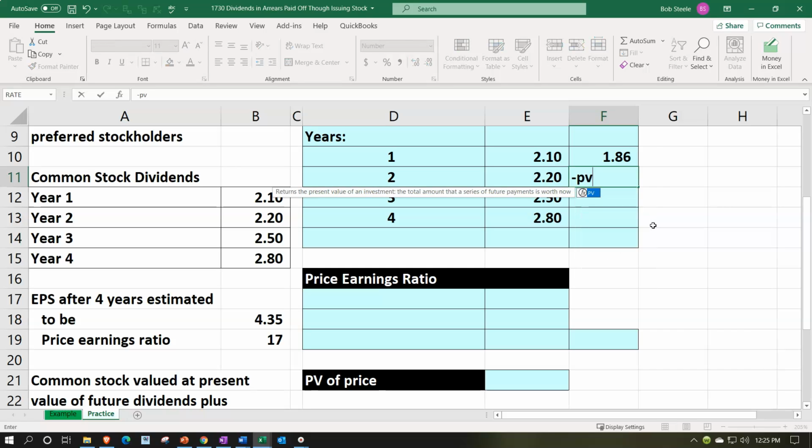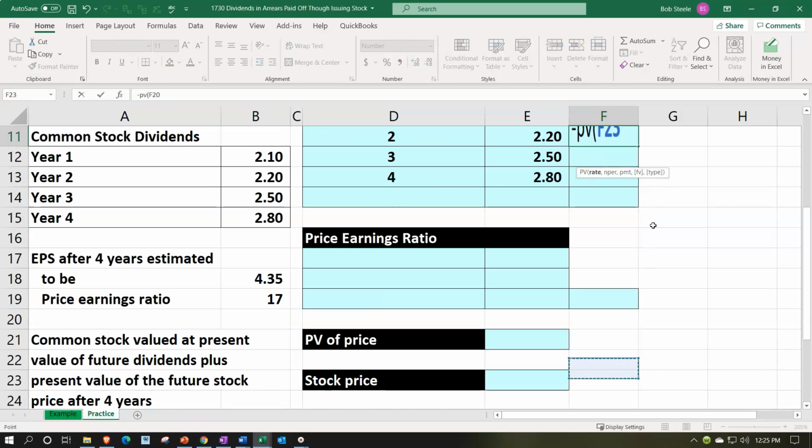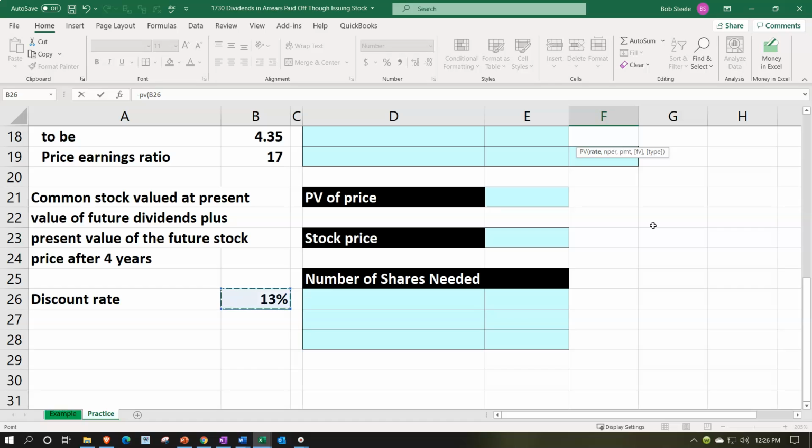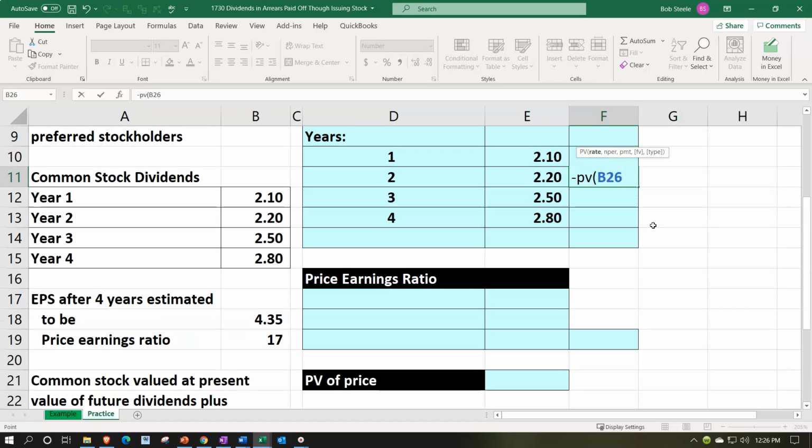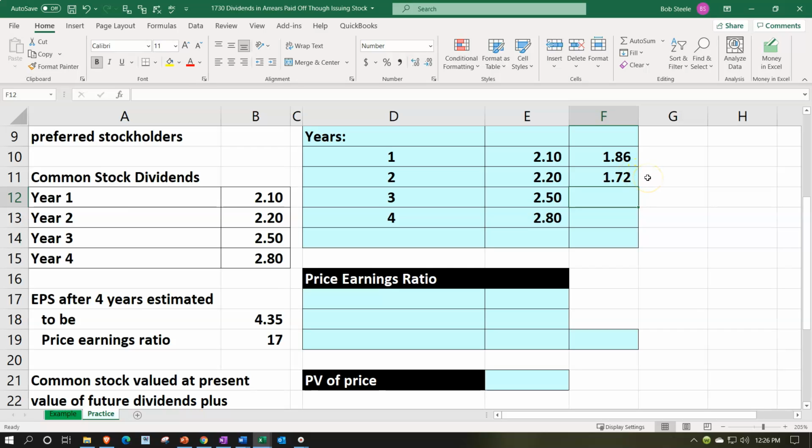So negative, present value, shift 9, rate is going to be that 13%. If I was to copy it down, I would want to then hit F4 on it, but I'll do that again later. And then comma, number of periods is going to be this 2. Notice I'm picking them up in this cell. That makes it easier to copy it down, comma, comma, because it's not an annuity, but present value of 1, future value the 220. That 220 present value 2 years back, now at 1.75.